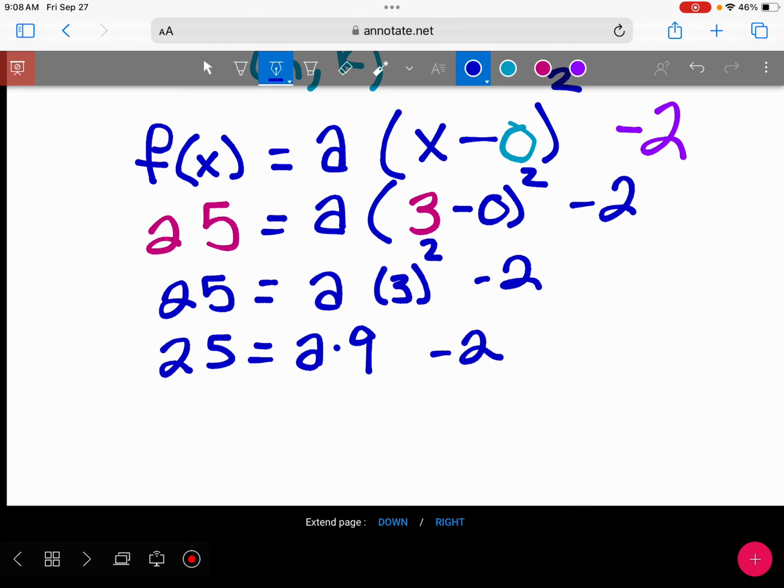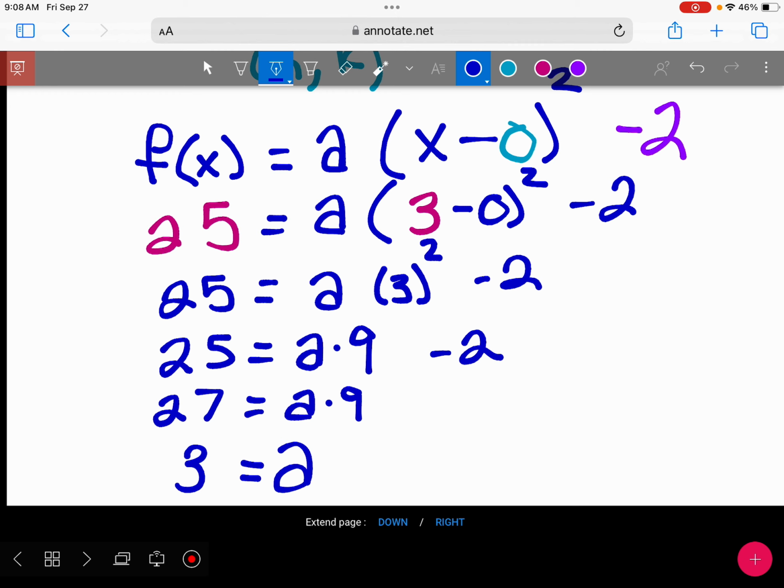What can we do here to solve this? Add 2. When we add 2, we get that 27 equals a times 9. So how can we figure out what a is? Divide by 9. So what's our a? 3.